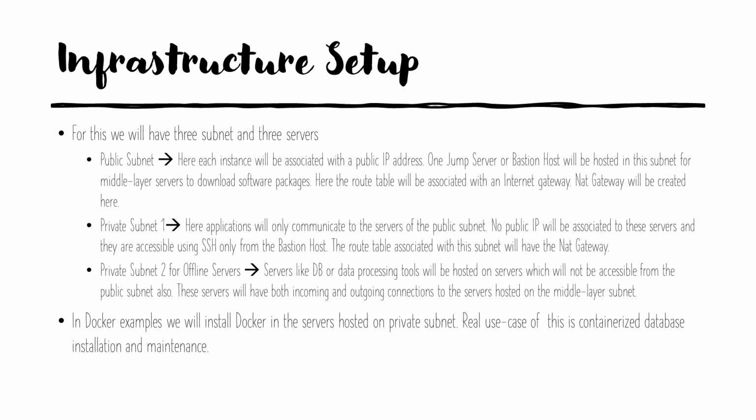The third subnet is private subnet 2, that is for the offline servers like the database or highly secured data processing applications. These servers won't be accessible from the public subnet also. So any software packages that need to be installed on these servers first need to be downloaded on any of the instances of private subnet 1, then copied to private subnet 2 and then manually installed. In our example, we will be installing Docker in the server hosted on private subnet 2. The real use case of this is containerized database installation and maintenance.